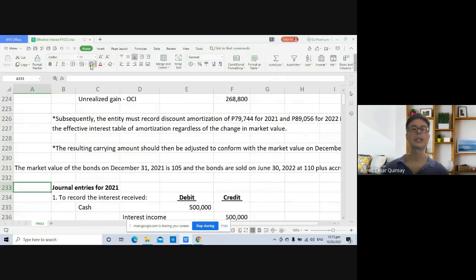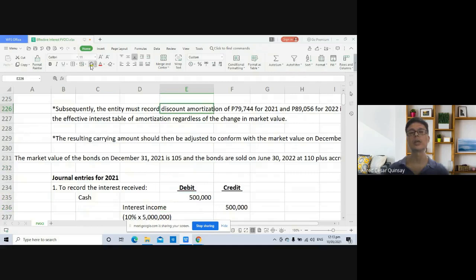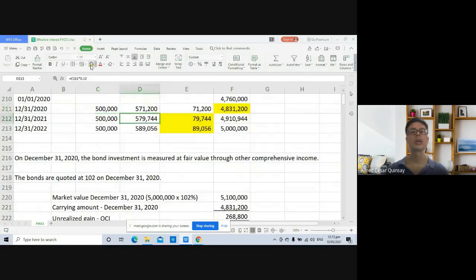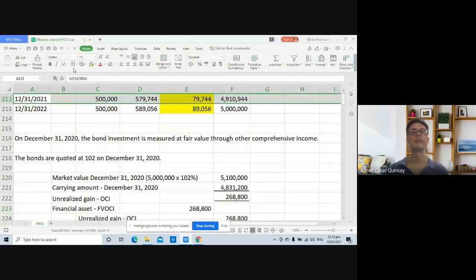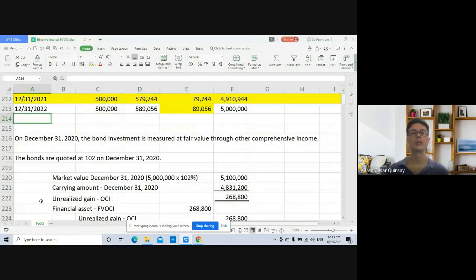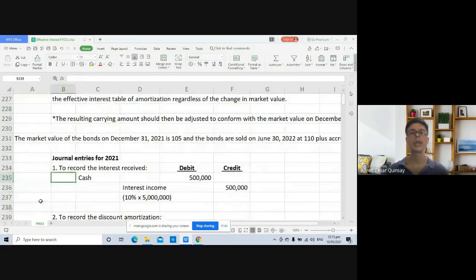Okay, so let's take this the journal entries for 2021. So to record the interest received. So this is for cash. Siyempre, taon-taon yan, nakaka-receive siya, yun, no? Okay, so 500,000. Ayan. So i-record natin itong column na yan, itong column, this one. Ayan. Okay, para sa 2021. So debit cash for 500,000, credit interest income for 500,000. Ayan. So yun yung kanyang corresponding credit, no?